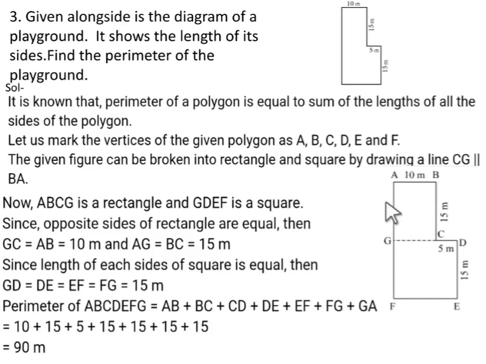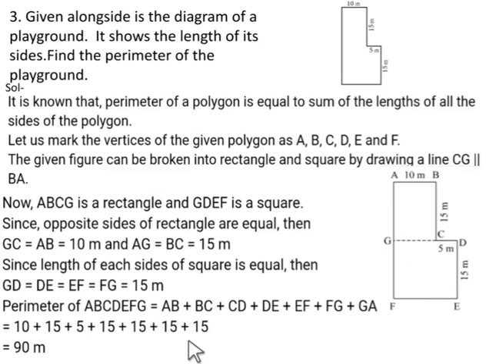Now children, as you know the length of all the sides of this closed figure, you can find the perimeter of this polygon as AB plus BC plus CD plus DE plus EF plus FG plus GA. So here 10 plus 15 plus 5 plus 15 plus 15 plus 15 plus 15. So you will get the perimeter of this closed figure as 90 meters.